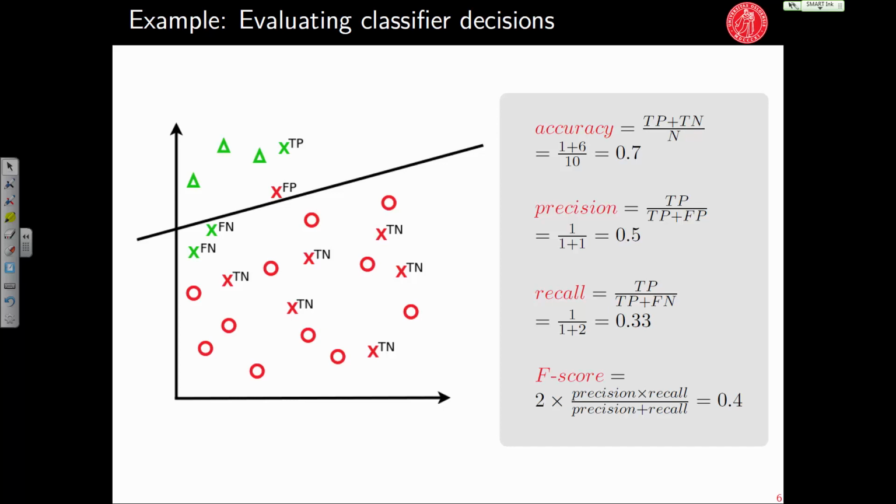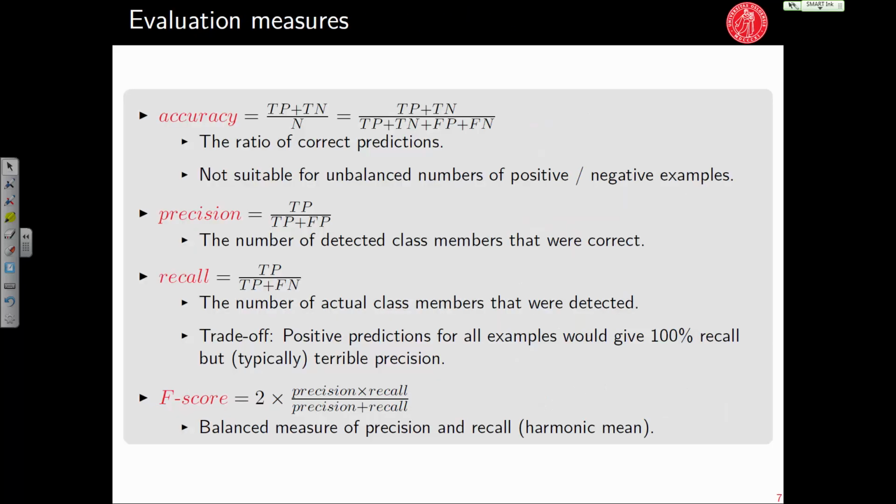In some scenarios where both are important to you, you can use the F-score, which basically combines precision and recall in one measure. So that's the combination of both. This is basically a summary of what I've just described. You can get 100% recall with terrible precision.